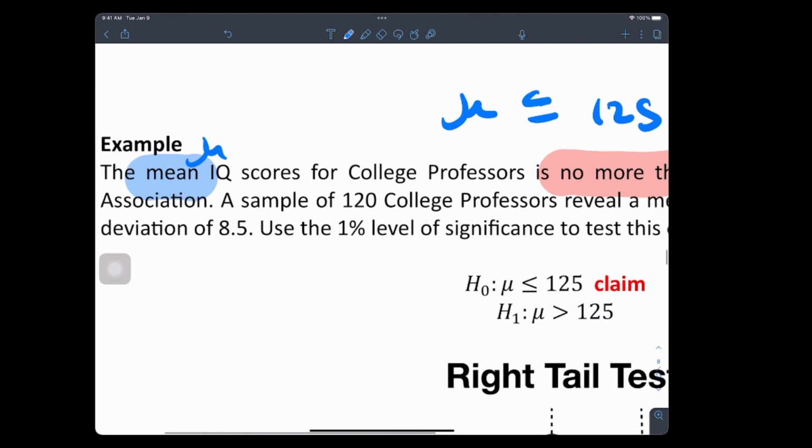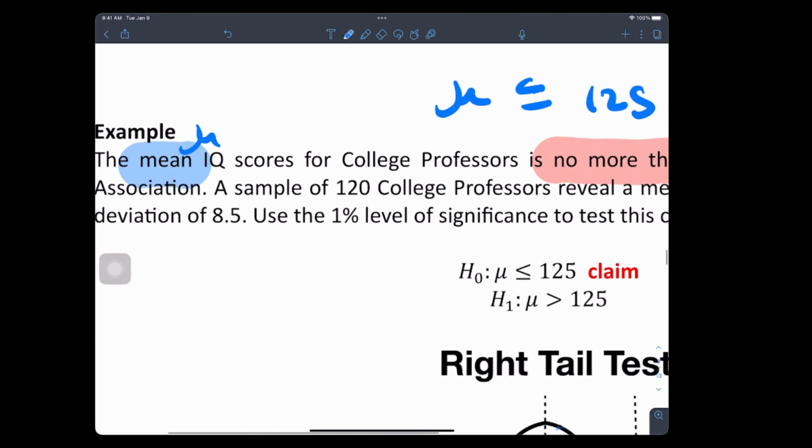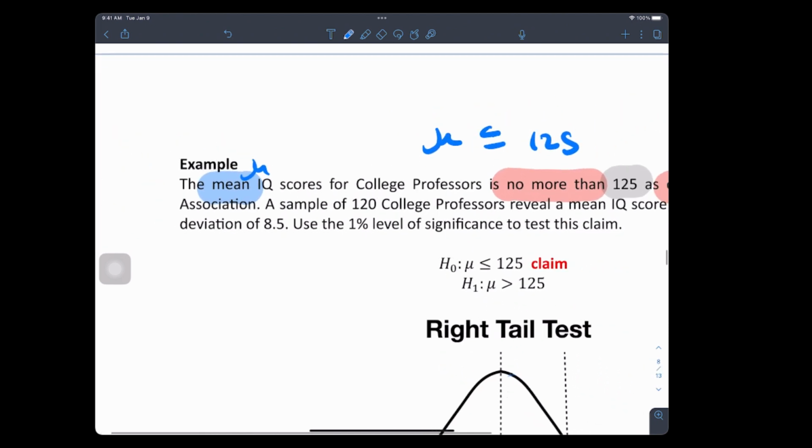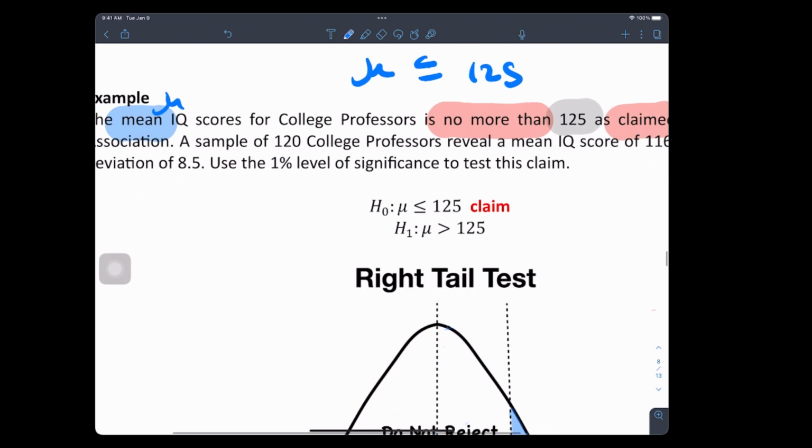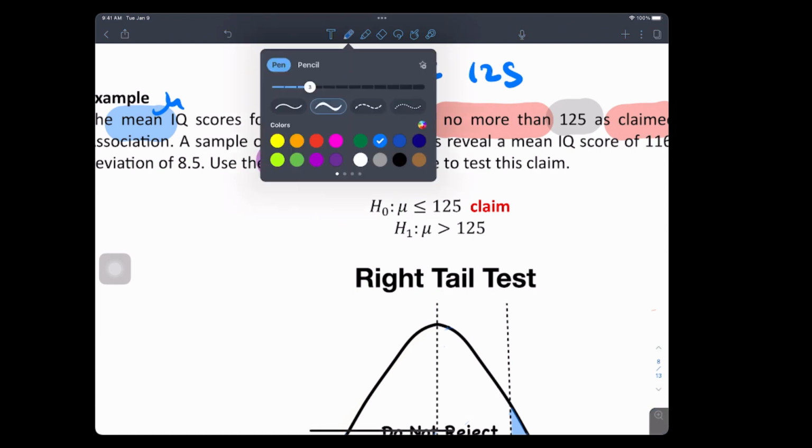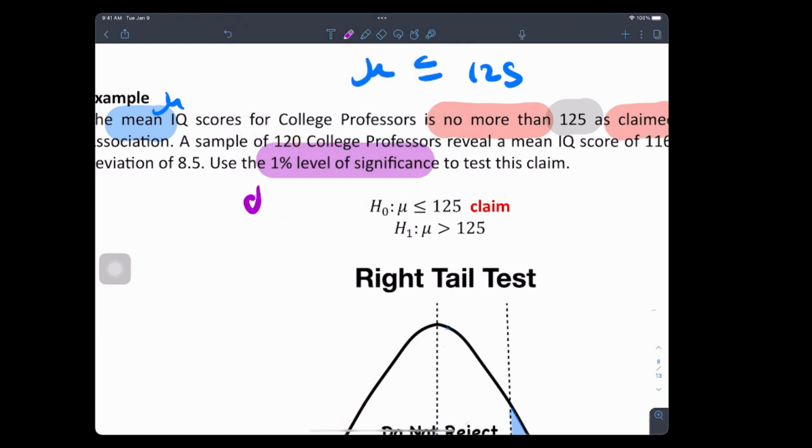You might say, Mr. Judge, can I use the p-value method for this too? Yes, you can. Well, we're going to have to use the 1% level of significance, though. So, again, we already did all of these last time. 1% is going to be 0.01. Okay, there's your alpha.